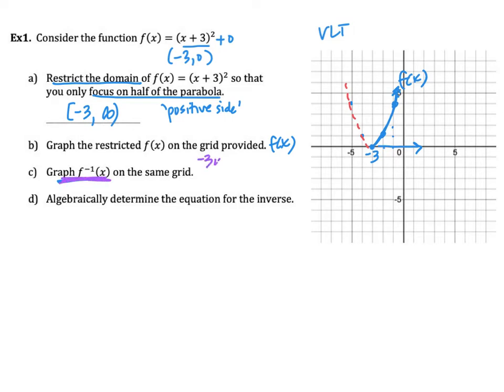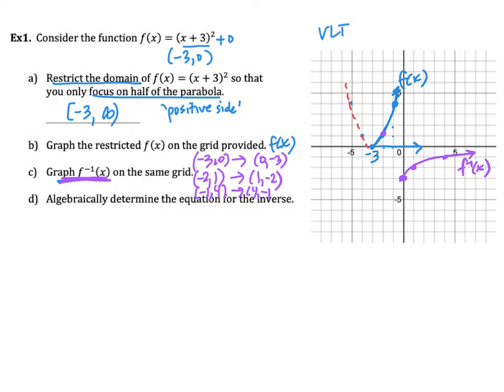So I have (-3, 0), and I'm going to switch them to (0, -3). So here's that point. I'm going to take the point (-2, 1), right? That's this point here, and I'm going to switch it to (1, -2). So (1, -2). And then I have (-1, 4), and I'm going to switch that to (4, -1). And I connect these, and that is the inverse function on the grid.